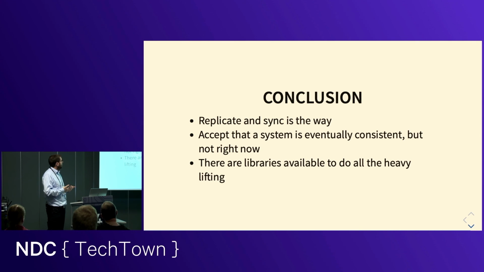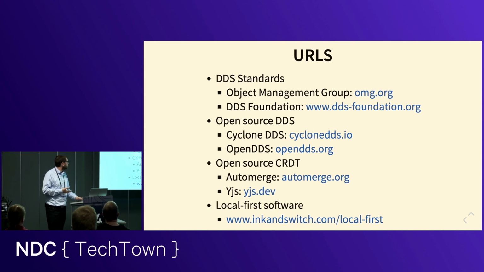And there are ready-made libraries. I've talked a lot about Automerge now. There's also this YJS thing, that's primarily JavaScript, I think, but it also seems to be high quality and popular in the domain. And otherwise, for DDS, you have open source alternatives like Cyclone DDS and OpenDDS. Both are pretty good. And if you're interested in this local-first software thing, there's a link for that too.